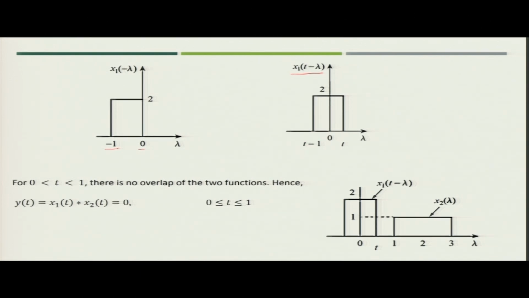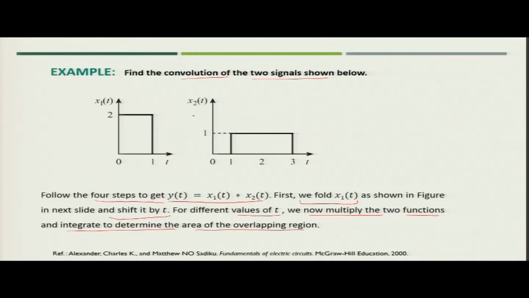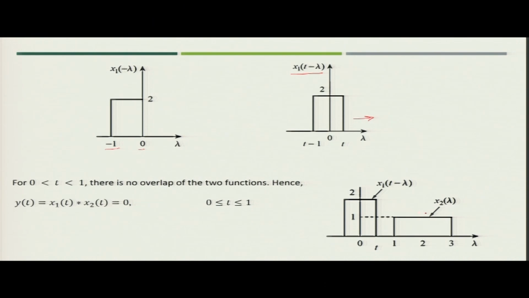Now if you start moving this particular function, that is x1(t minus lambda), and shift it over x2(lambda), because here it will become x2(lambda), we will put both of these signals on the same axis. You will start shifting this with respect to the various values of t, and then we will find out what the integral would be in the cases of different values of t.